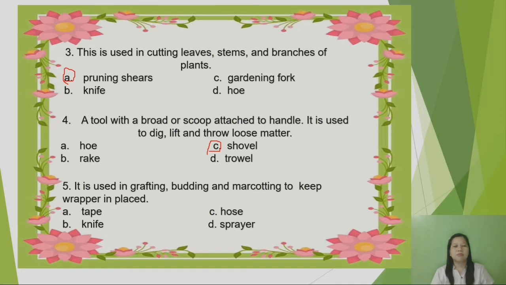Next, number 5. It is used in grafting, budding, and marketing to keep wrapper in place. A. Tape. B. Knife. C. Hose. D. Sprayer. If your answer is letter A, very good.